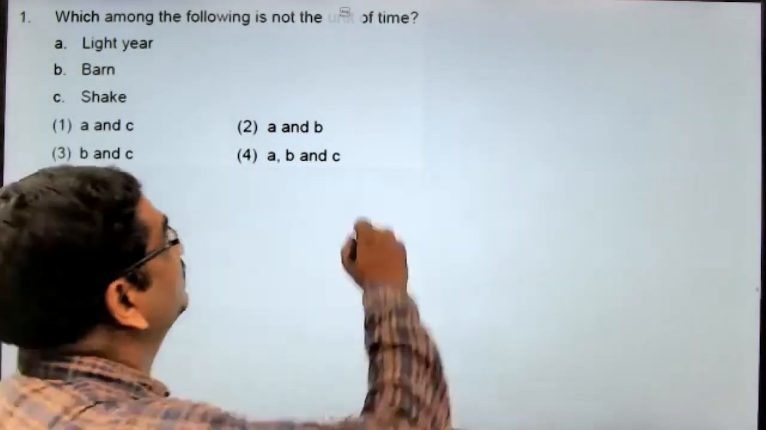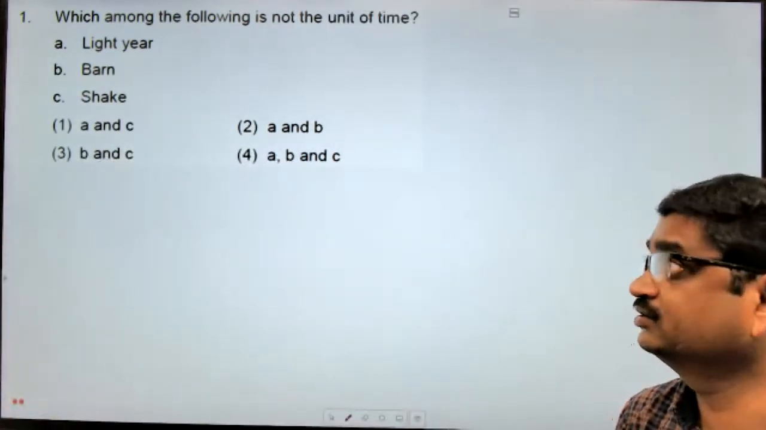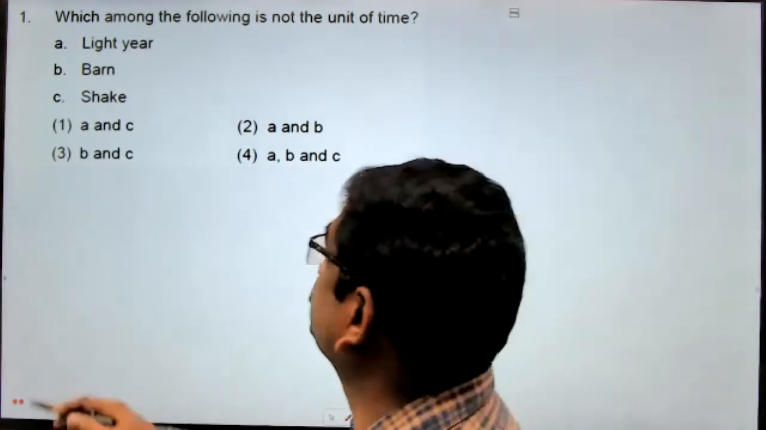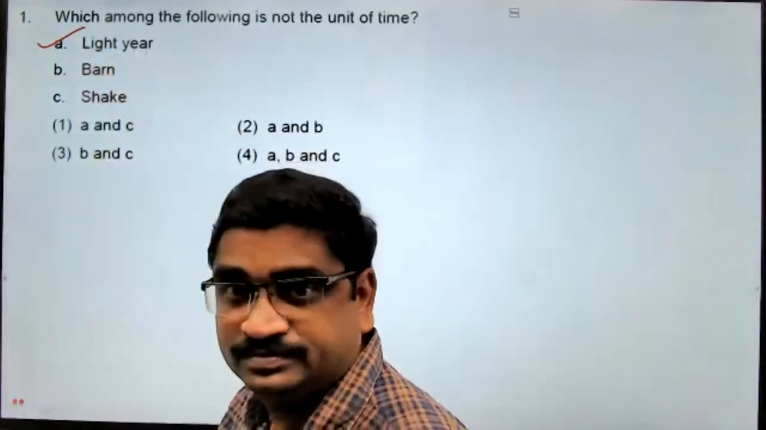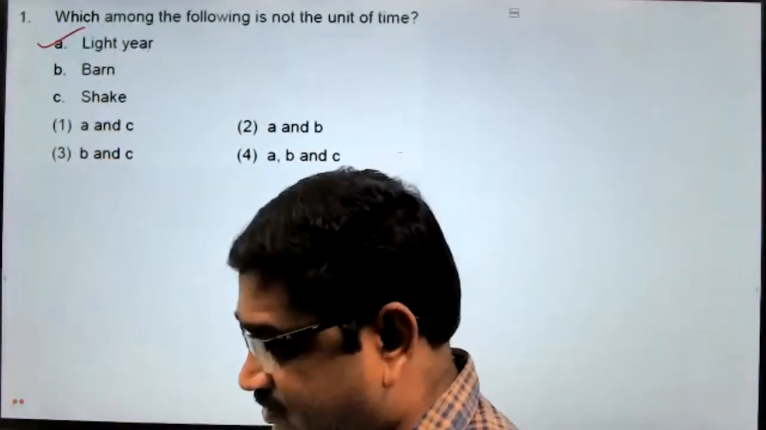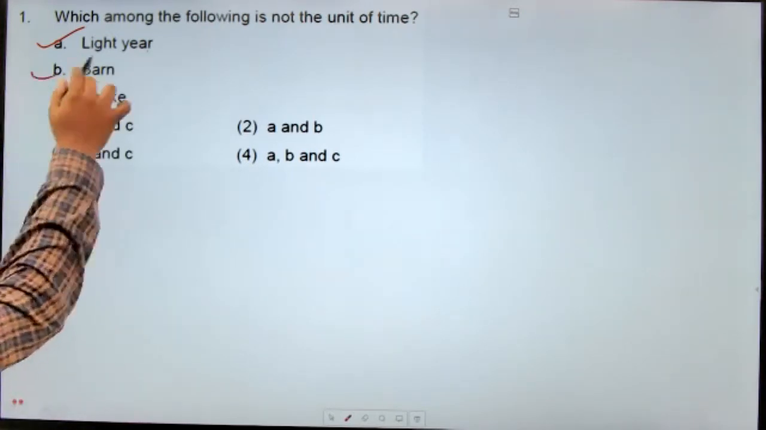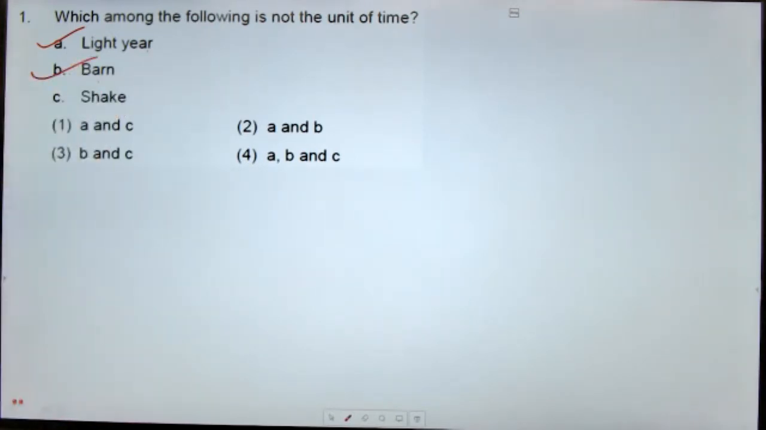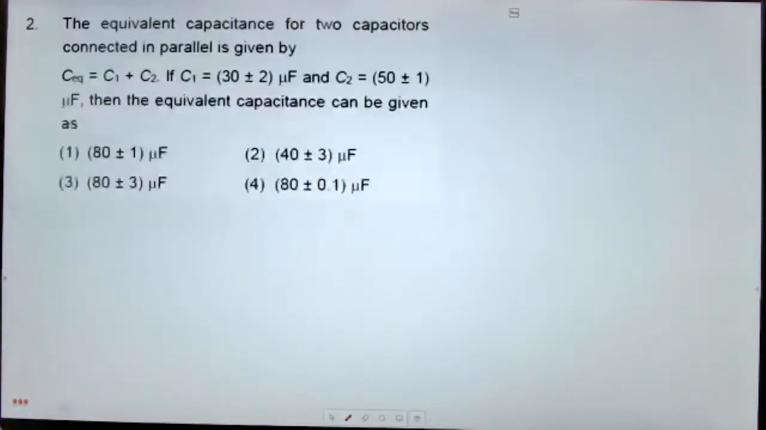Which of the following is not a unit of time? Which of the following quantities is not equal to the unit of time? So here, light year. This is not a unit of time. So this is for distance only. Next, burn and shake. Which of these two are not units of time? So burn is also not a unit of time. So A and B are correct. So go through the second option.